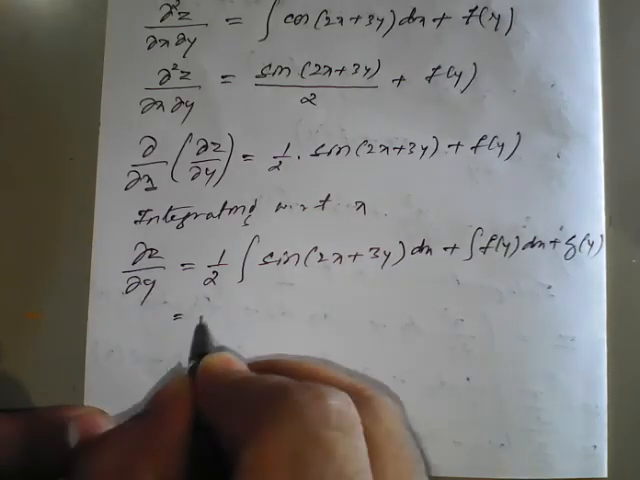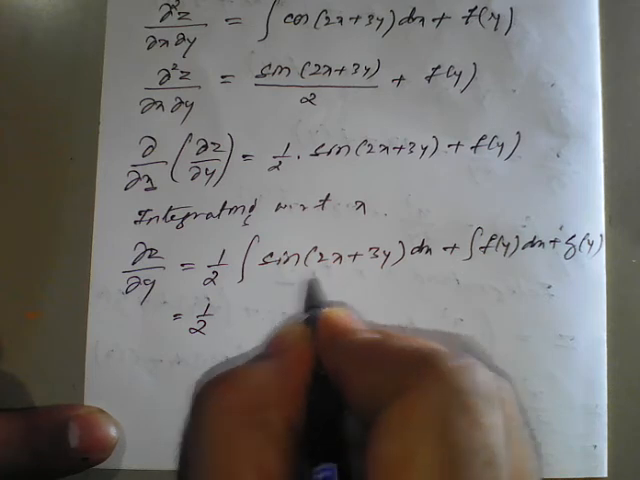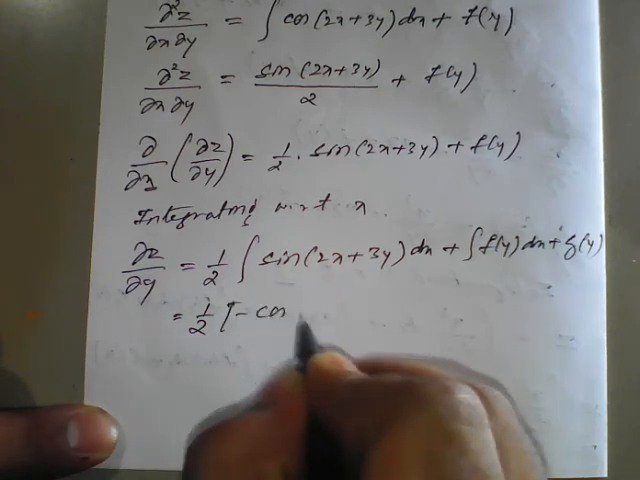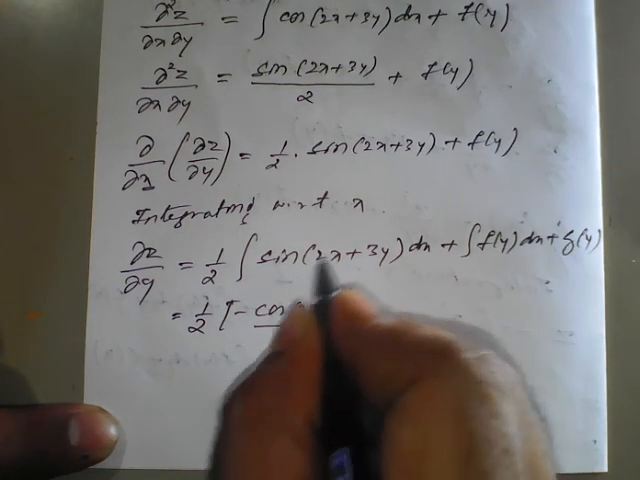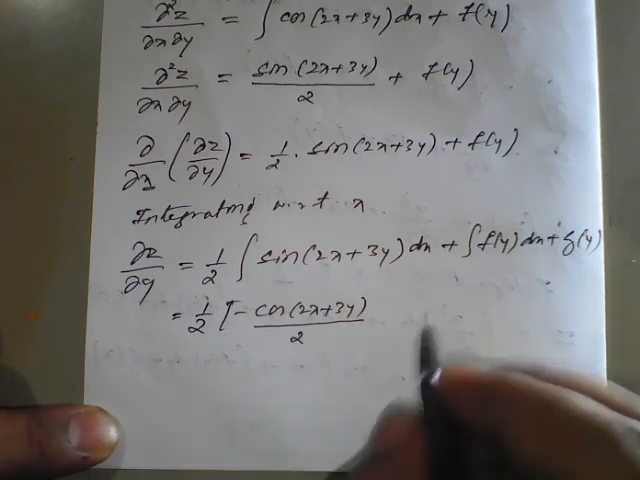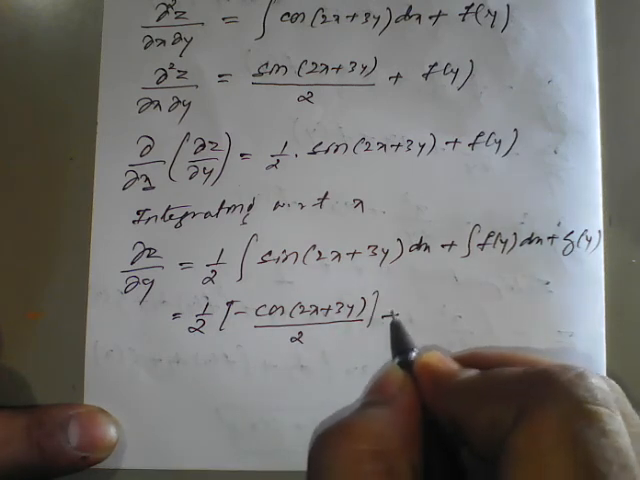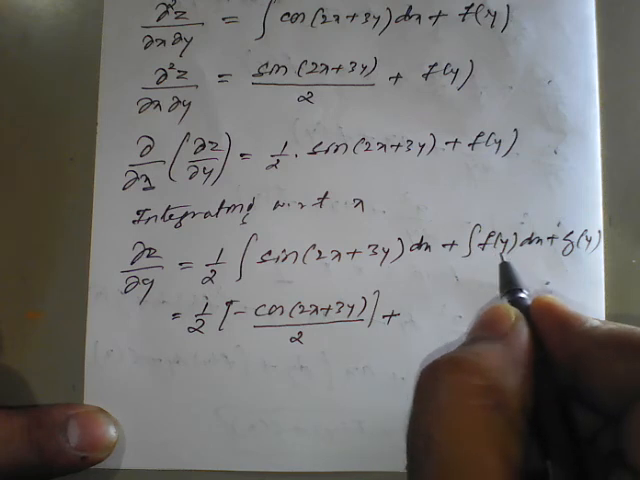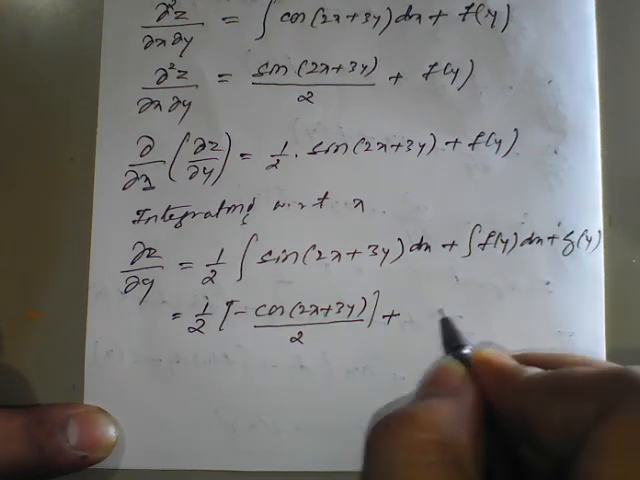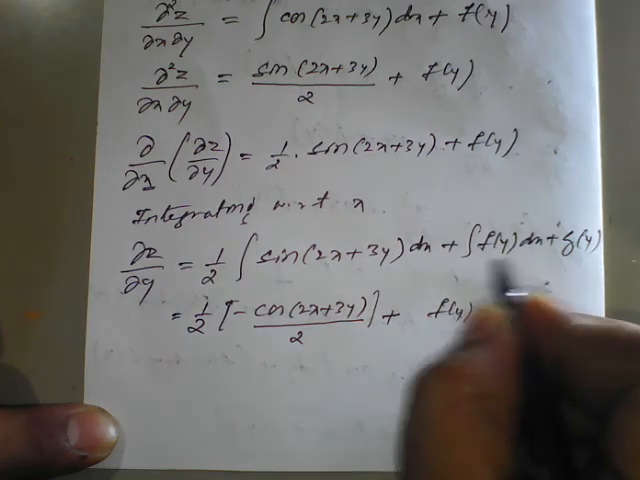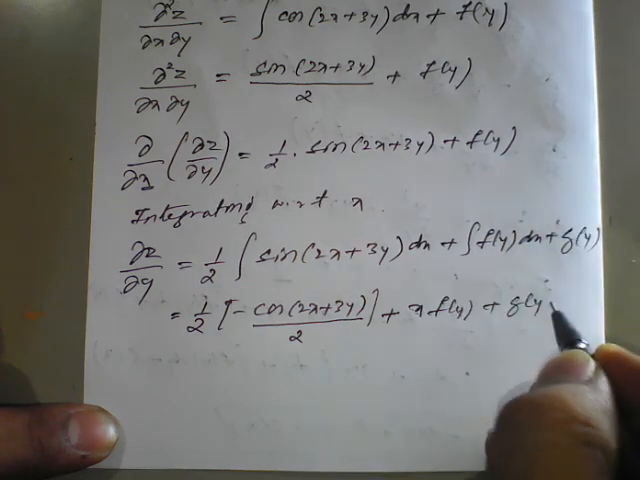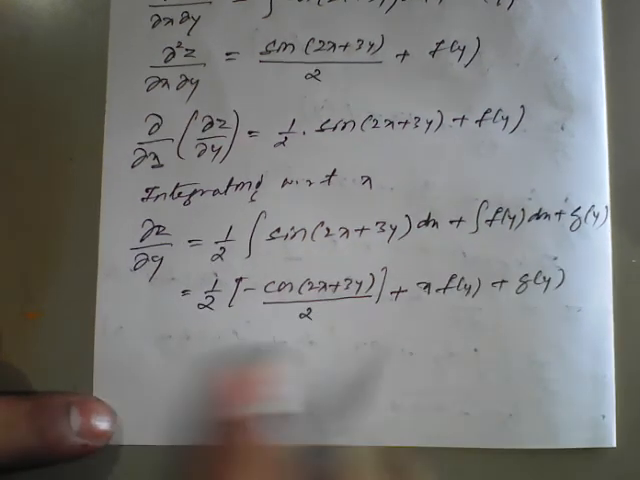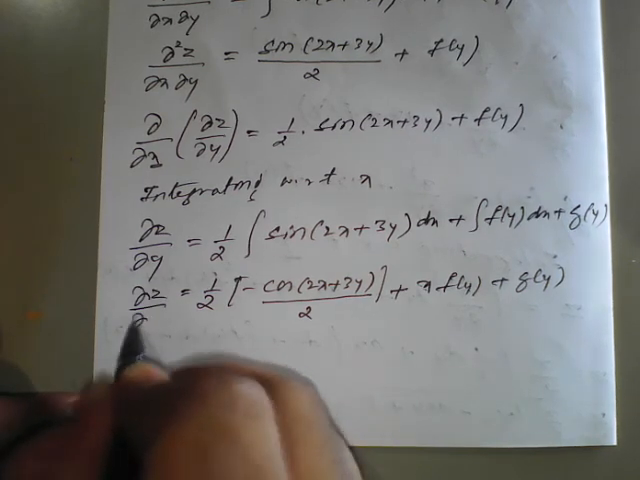On simplification of the right-hand side, it will be 1/2 times the integration of sine, which becomes minus cos(2x + 3y) divided by the derivative with respect to x, which is 2 (3y gives 0, leave it), plus the integration of f(y) with respect to x. With respect to x, f(y) is a constant, so the integration of the constant is x times f(y), plus g(y) as it is. This is the result for ∂z/∂y.